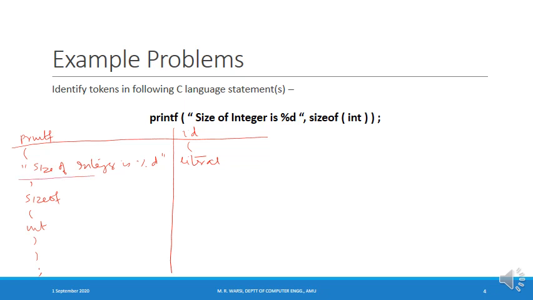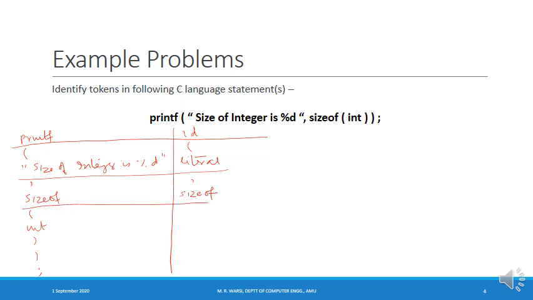Next token is a punctuation symbol, which is comma. It will be returned as it is to the syntax analyzer. Next one is sizeof. What is sizeof? If you look at the specification of the C language, sizeof is an operator. It is not a function. Sizeof is an operator. So let's assume that this is returned as it is to the parser.